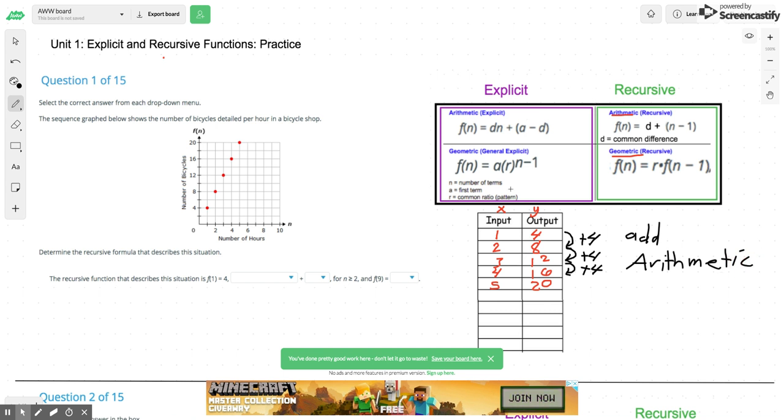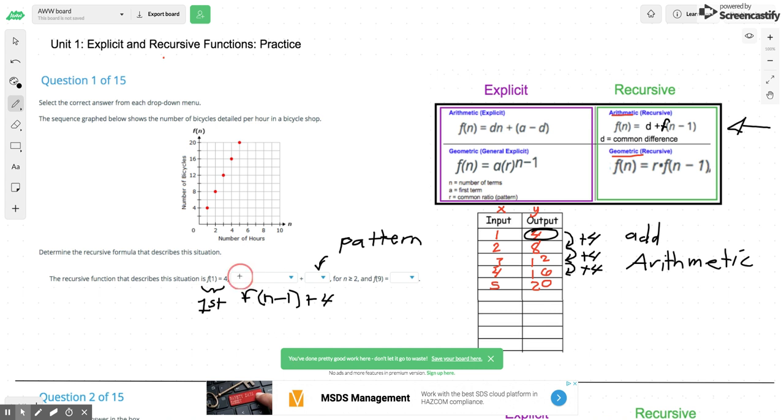So I'm going to look at the notes that I took right here. Then let's write down the formula. The recursive function that best describes this situation is f of 1 equals 4. This is just the very first term in the sequence, which is right here. And we're going to have f of n minus 1. Actually, that should have been here. That's just part of the formula. And here is the pattern, what you're adding. The pattern is plus 4, so this is going to be f of n minus 1 plus 4.